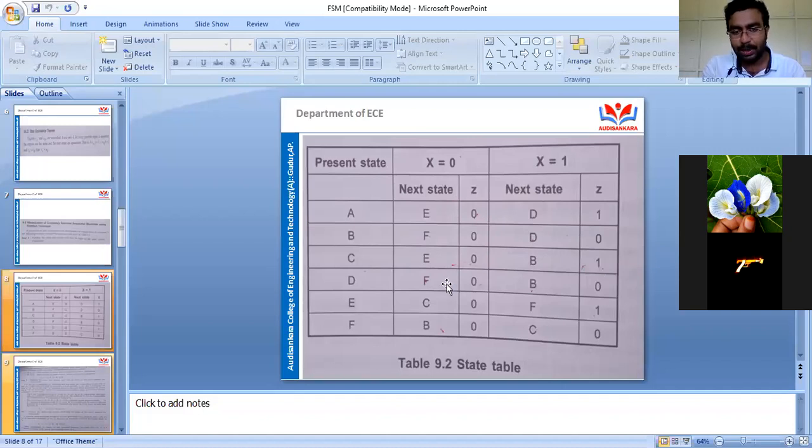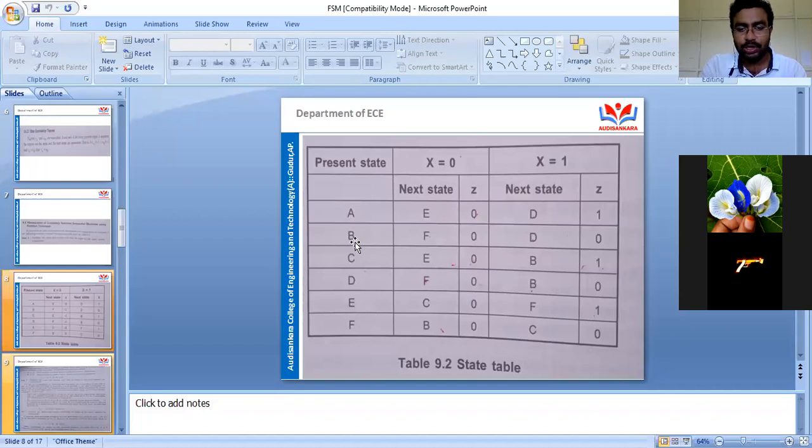And check, is there any other possibility like that? Check your present state E here. What is your output, students? 0. What is your output here? 1. So for the states A, C, and E, you have the same outputs: 0, 0, 0, 1, 1, and 1. So you can make the states A, C, and E a group, students.